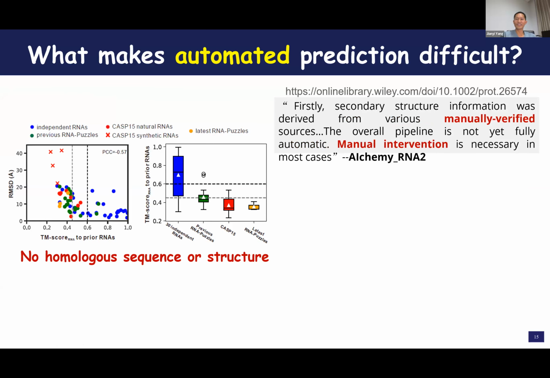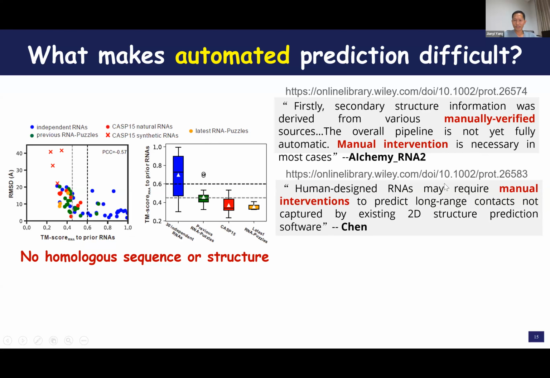You can see here, this is the first group in the CASP15 experiment. In the abstract, they said this sentence: they use a manually verified resource for predicted secondary structure. Also, in the conclusion, they say manual intervention is necessary for most cases. So this is the first group in CASP15.